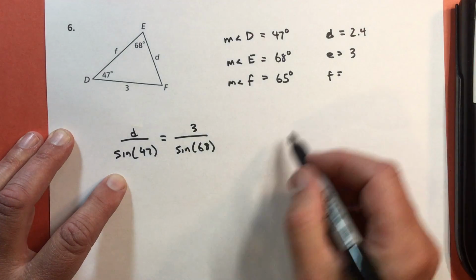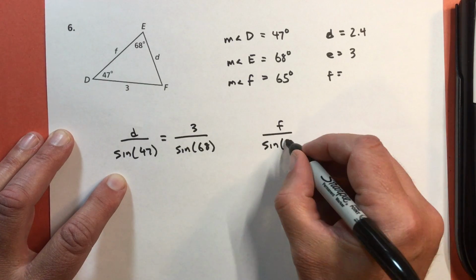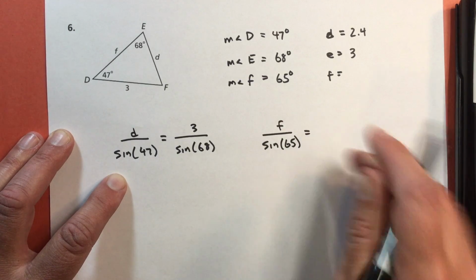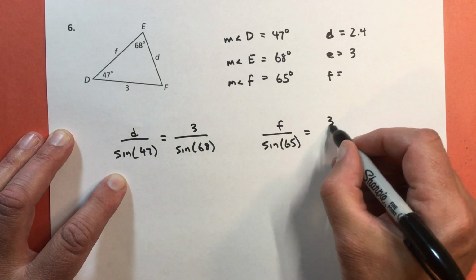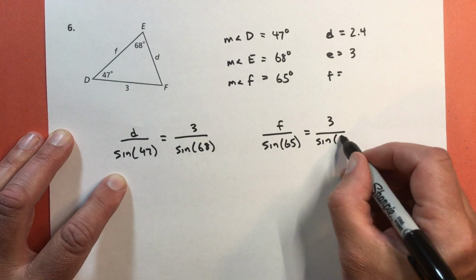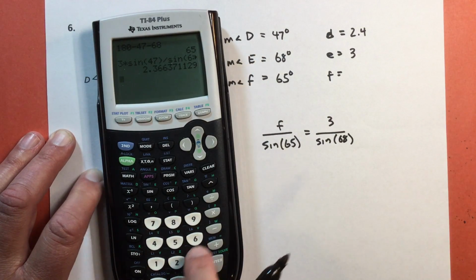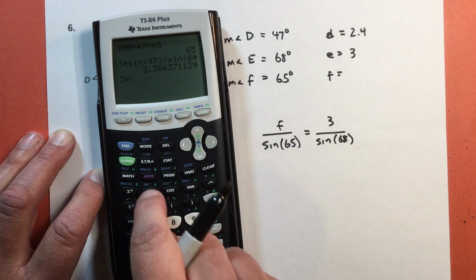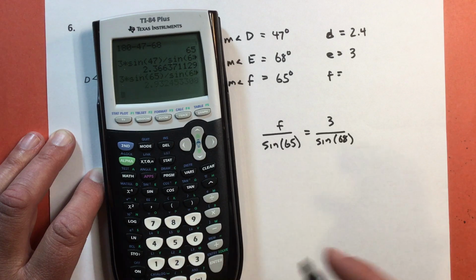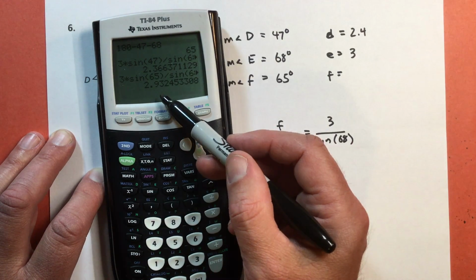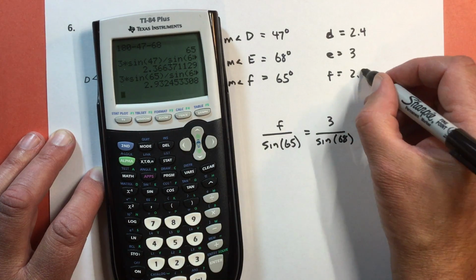And then we'll do the last one, side F over the sine of angle F, which is 65 degrees, and go back to what I have here. Even though I can use this one, go back to the one I'm given, which is 3 over sine of 68. And notice this ratio here is the same as that ratio. So 3 times sine 65 divided by sine 68. And 2.93, the 3 isn't enough to move it up to the next level, so we're going to call this 2.9.